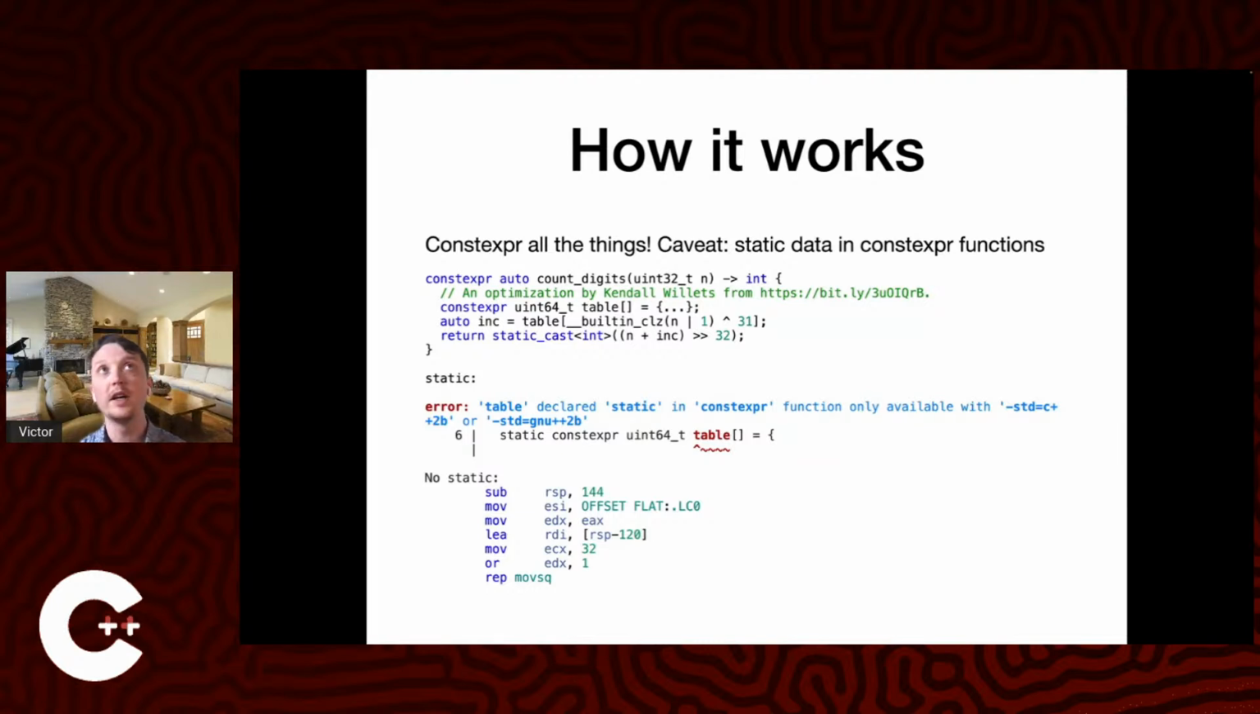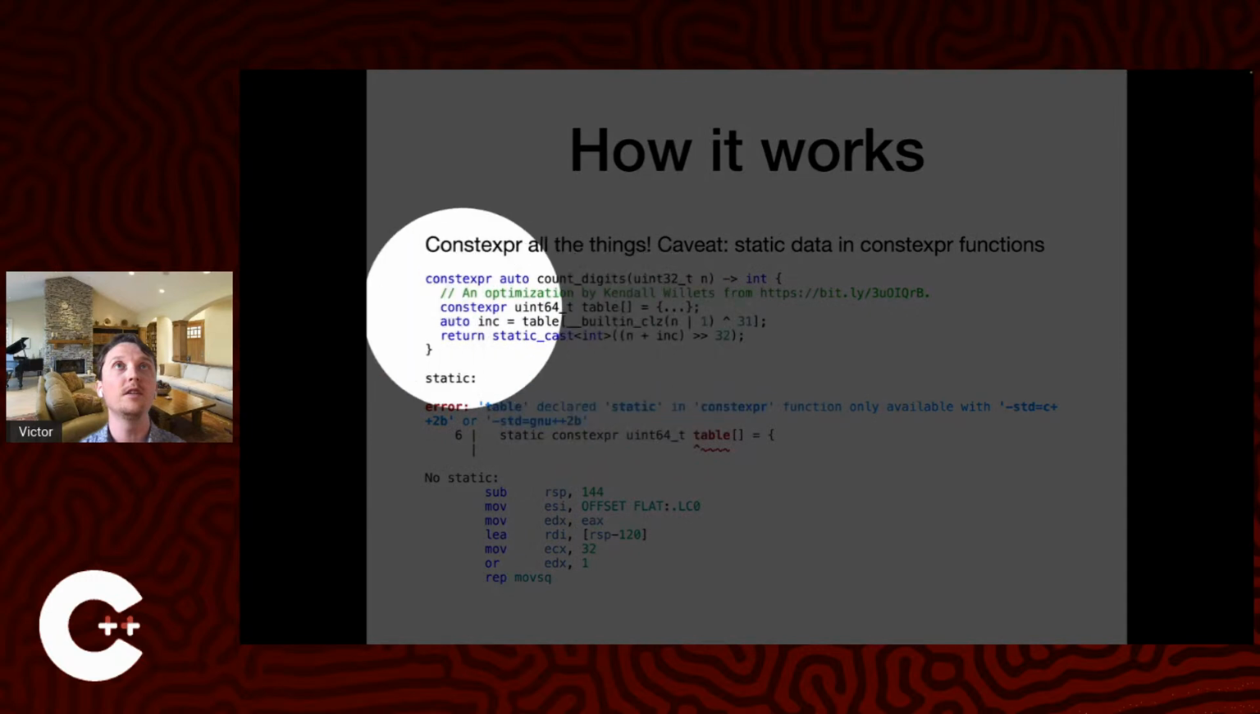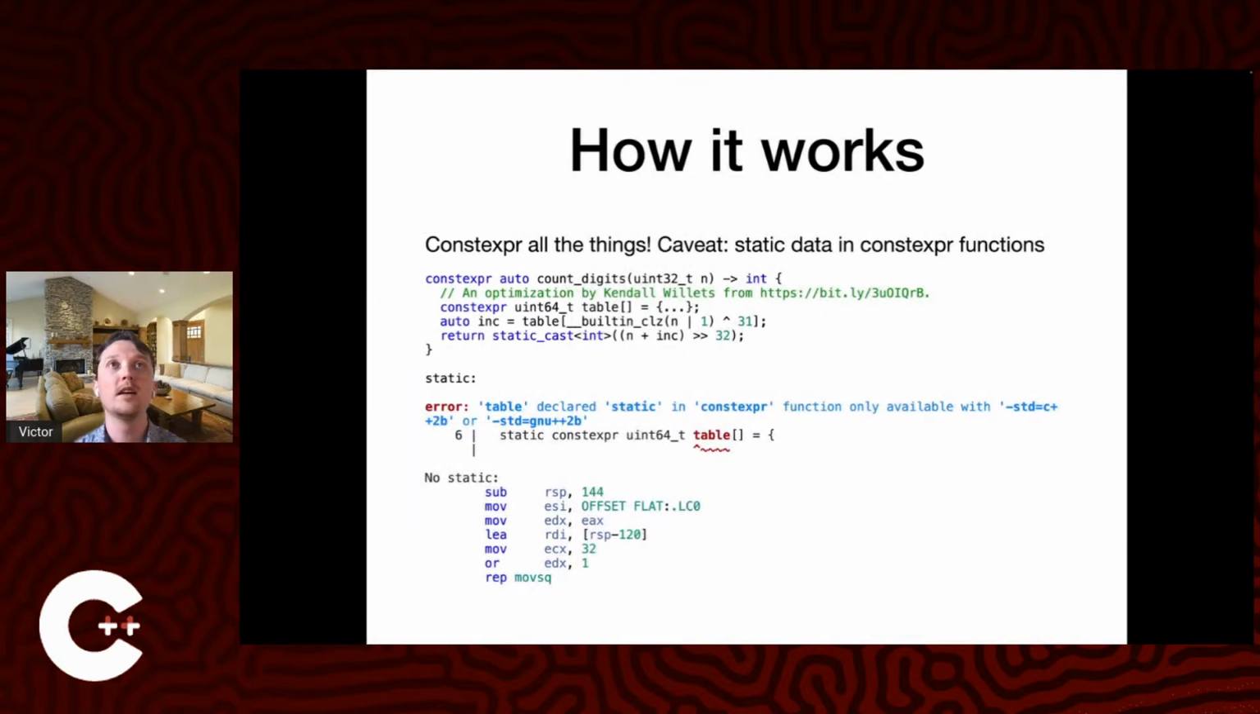But unfortunately, if you try to add static here, the natural thing to do, it will complain that a table declared static in a constexpr function is not available yet, which is unfortunate. Or we can do non-static, and then it will generate, on a different compiler, suboptimal code where the data is actually copied on the stack or something. And the workaround for this is to define the data outside of a function, let's say in some namespace scope or something like that.